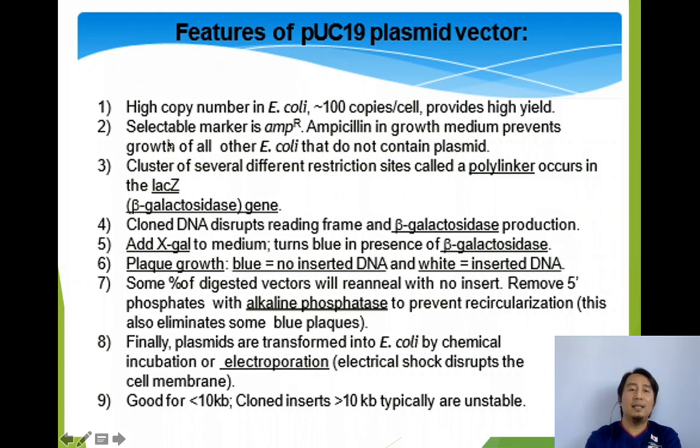And the selectable marker is ampicillin. Ampicillin in the growth medium prevents growth of all other E. coli that do not contain the plasmid. So this is the selective marker. And a cluster of several different restriction sites called the polylinker occurs in the LacZ beta-galactosidase gene. So there are vectors that have the LacZ gene and vectors that do not. This LacZ gene has actually been engineered into the vector. It has a function, and I will explain what it is later.